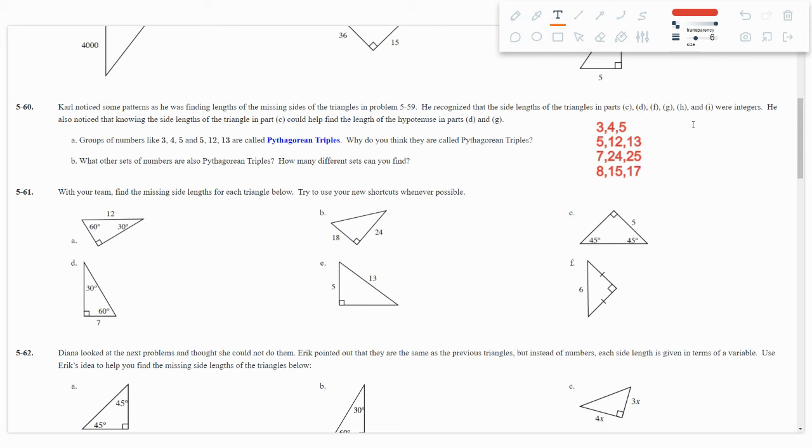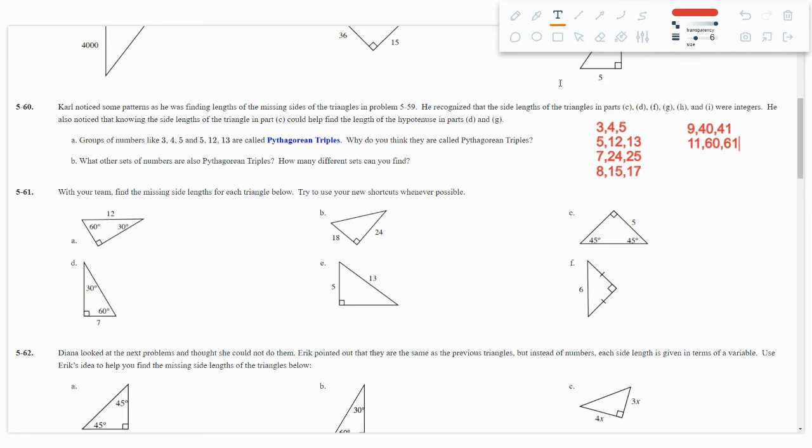Now, there are two more that I'm going to introduce just because I want to give them to you. The other ones that you might see, and these are less common, are 9, 40, and 41, and then 11, 60, and 61. And again, some of you might be thinking, what about 6, 8, and 10, Mr. Chun? Well, 6, 8, and 10 is just a multiple of 3, 4, and 5. So in some situations, I don't need to write that as an actual triple. If you remember 6, 8, and 10, great, but that can always be divided back down to its original Pythagorean triple, which is 3, 4, and 5.